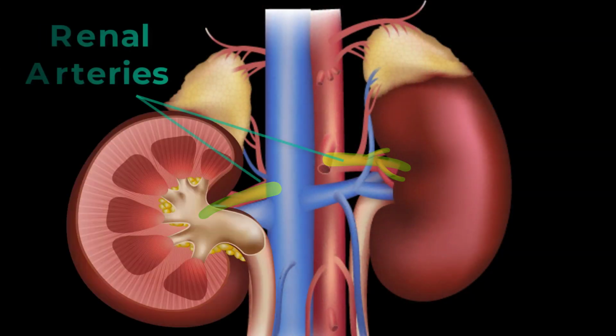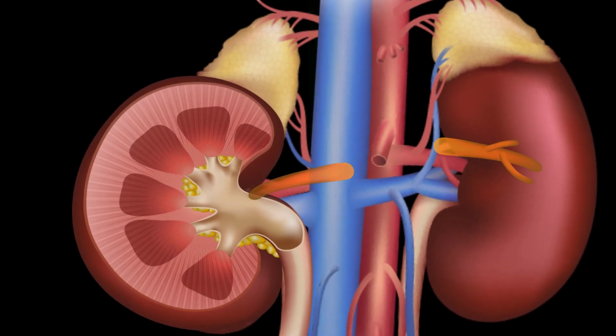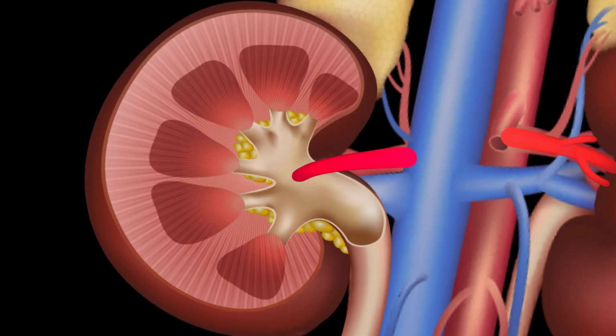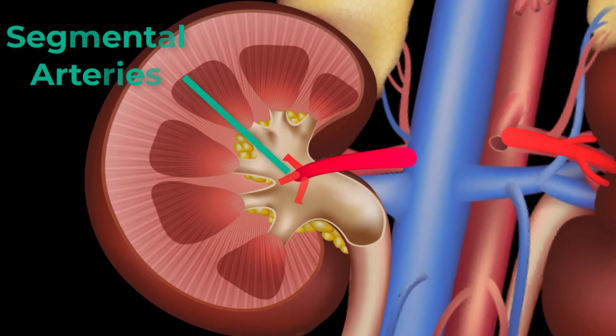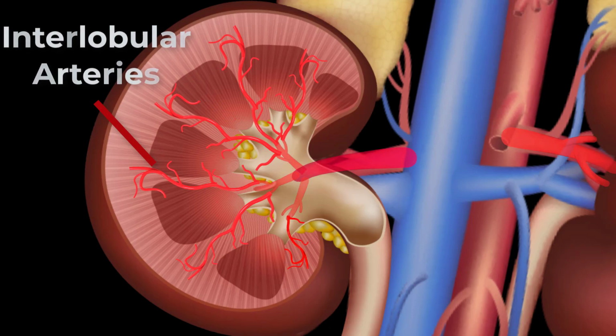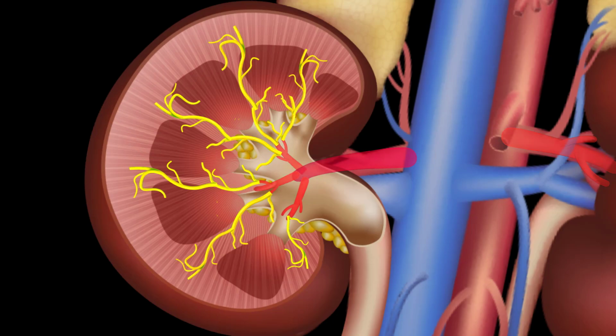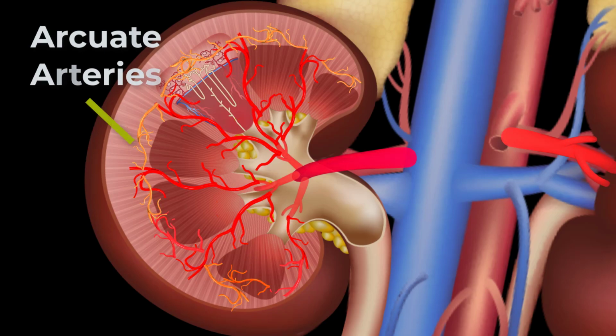Each kidney is supplied by a renal artery that arises from the aorta. Just before or after entering the hilum, the renal artery divides into a few segmental arteries. Each of these further divides into a few interlobular arteries. An interlobular artery penetrates each of the renal columns and then travels between the pyramids toward the corticomedullary junction. Then they form the arcuate arteries, which make a sharp 90-degree bend and travel along the base of the pyramid.